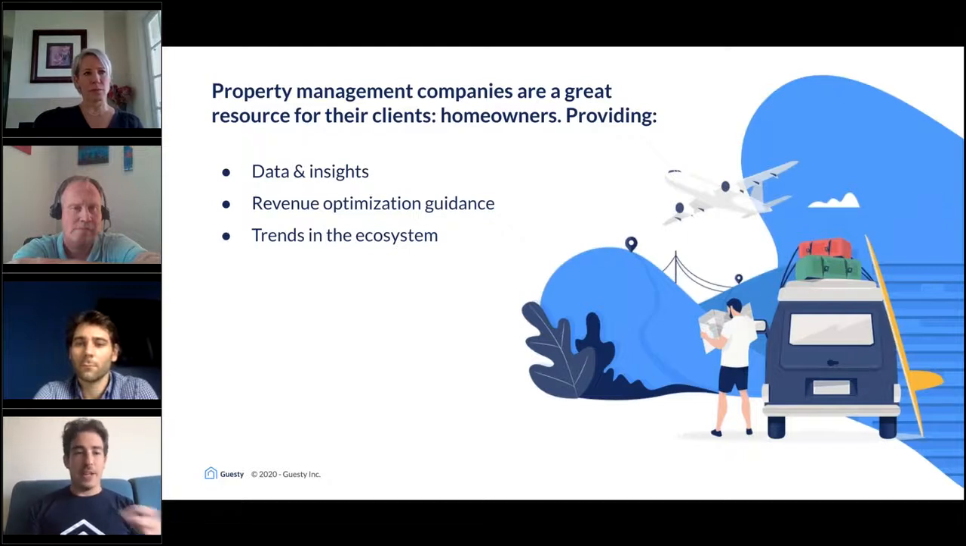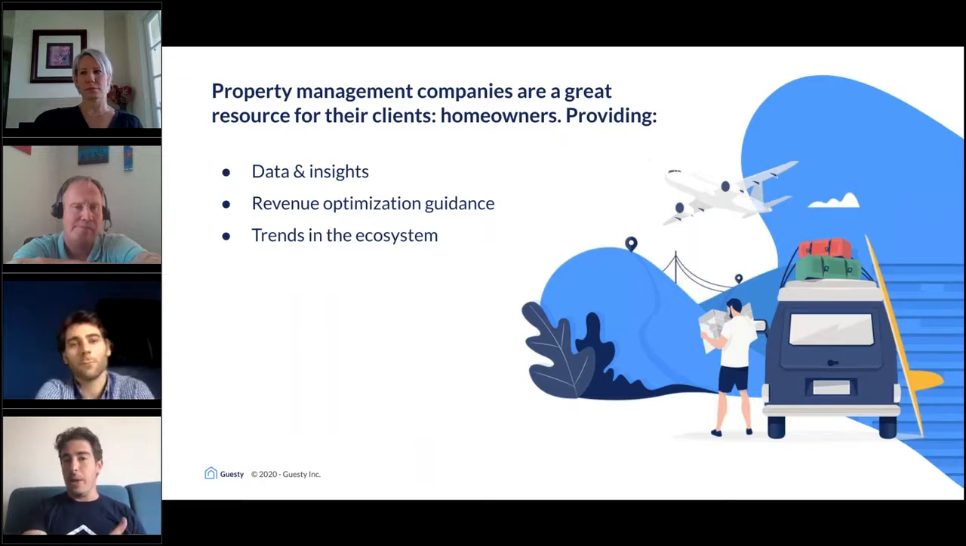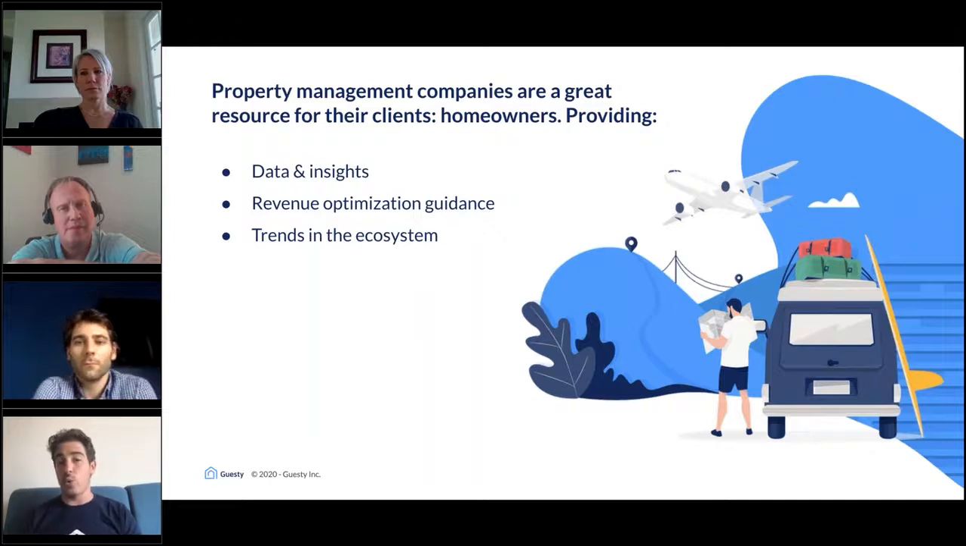So property management companies are a great resource for their clients, the homeowners, in providing data and insights, revenue optimization guidance, and trends in the ecosystem. If a homeowner is trying to decide, does it make sense that my unit is not full yet, and do I need to lower the price, comparing what they are seeing to what they saw in 2019 or 2018 at the exact same time of the year is not going to be a real apples to apples. It's going to be very far from it. And so really being in tune to the data and insights is a big thing.